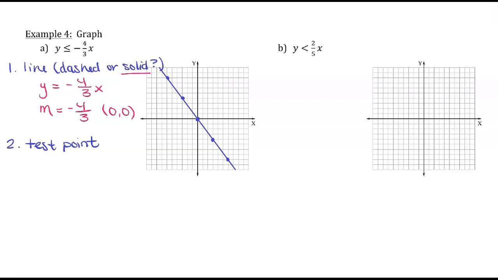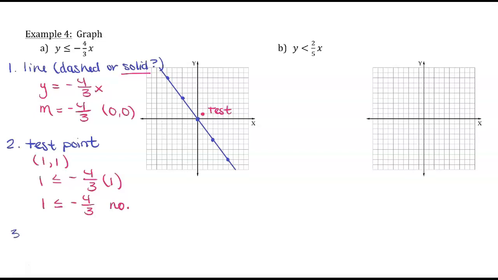My next go-to is the point 1, 1, because 1s are easy to work with, kind of like zeros. But you can use any point that you want. Substituting x equals 1 and y equals 1, we have 1 is less than or equal to negative 4/3 times 1. That is, 1 is less than or equal to negative 4/3. Unfortunately, that's again not true. So I again chose the wrong side. That side is not the solution set, it's the other side.